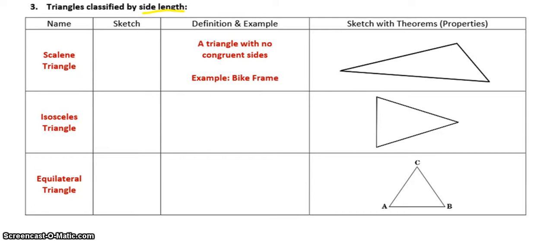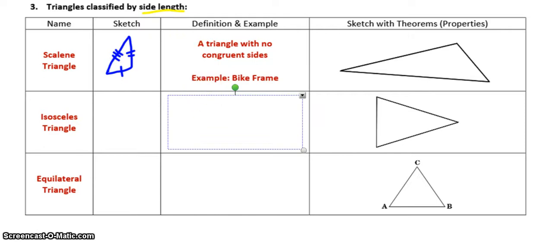They're pretty intuitive. A scalene triangle is a triangle with no congruent sides. For example, the bike frame. So if I draw a triangle like this, making sure that none of the sides appear to be the same length, I'll mark them to make sure that they are not the same length. 1, 2, and 3 tick marks. That is a scalene triangle.